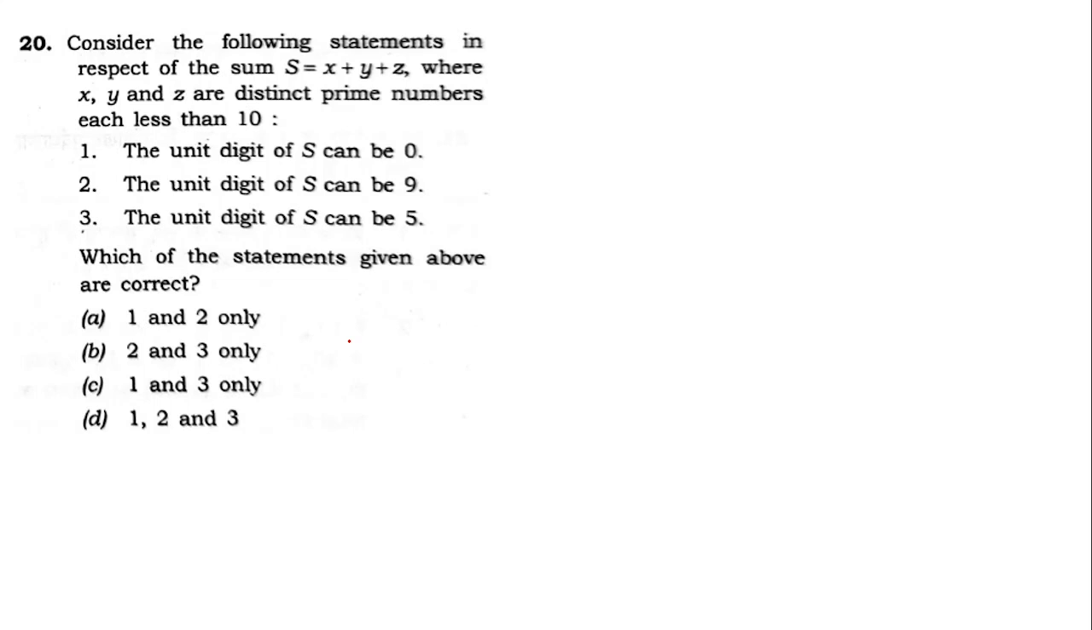Consider the following statement. Respect of the sum S is equal to x plus y plus z, where x, y, z are distinct prime numbers, each less than 10. Prime numbers less than 10 are nothing but 2, 3, 5, 7. That's all, right? These are the 4 prime numbers less than 10. Now they have given our equation S is equal to x plus y plus z. Basically, I need to add any 3 out of the 4 prime numbers.